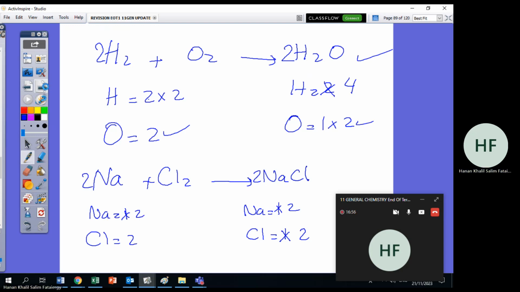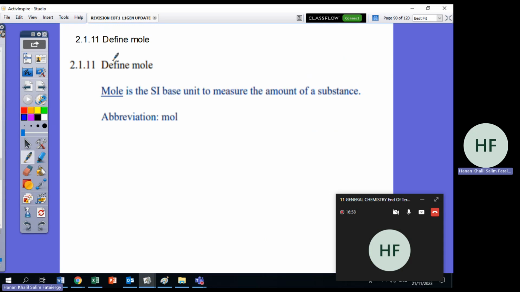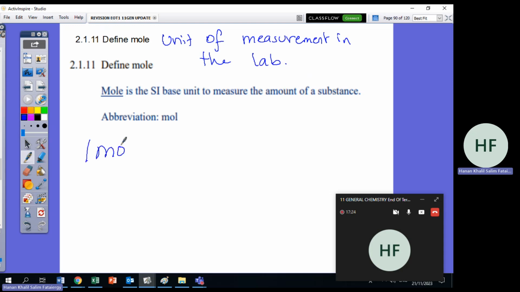Okay. Now, the second concept is to define a mole. Mole is the unit of measurement in the lab. How do I measure a mole? Same as you say a cup in the kitchen, a spoon, a small spoon, a teaspoon. Okay, mole is the unit of measurement in the lab. 1 mole is equivalent to 6.02 times 10 to the power 23 particles.